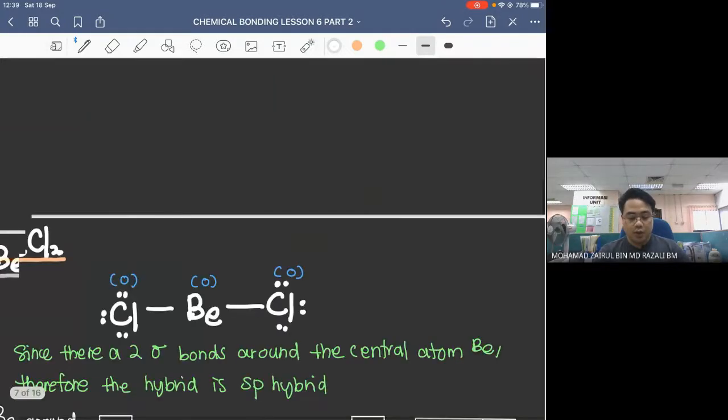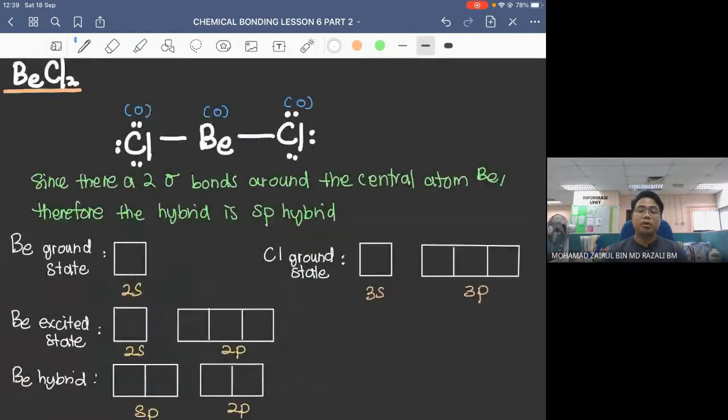Okay, so we try for beryllium chloride pula. So macam biasa, first you need to draw the Lewis structure with correct geometry, and also you need to calculate the formal charge for each of the atom. Okay, so kita kena calculate dia punya formal charge. So awak tengok around the central atom beryllium itu awak akan ada 2 sigma bond. Okay, so 2 sigma bond 0 lone pair, that means the hybrid on the beryllium is sp hybrid. So awak kena buat conclusion. Since there are 2 sigma bonds around the central atom beryllium, therefore the hybrid we call it as sp hybrid.